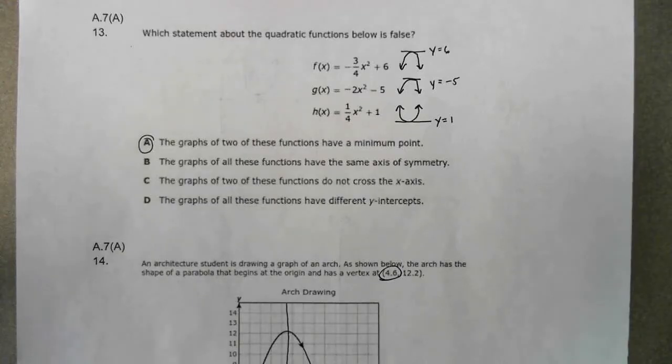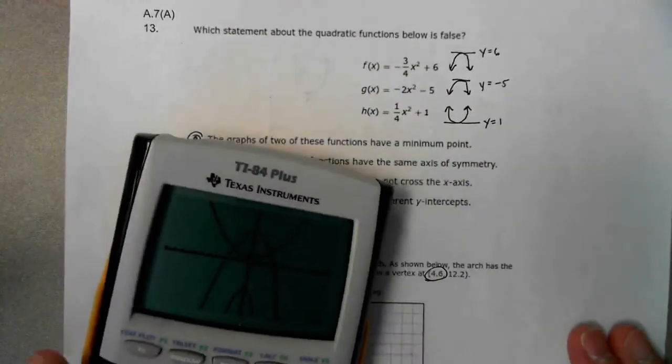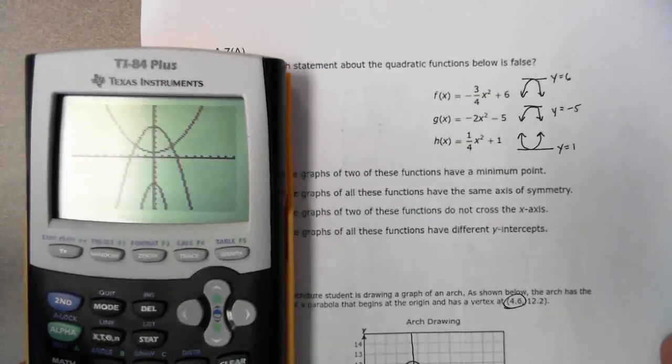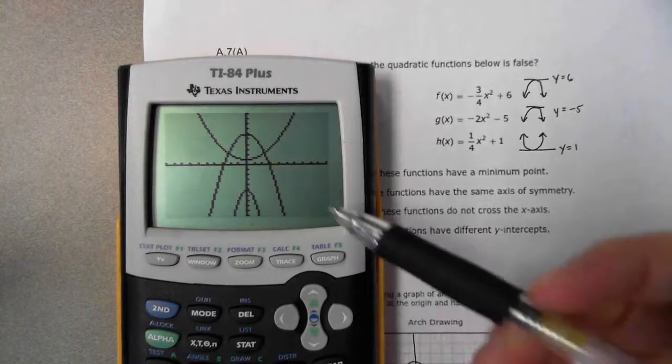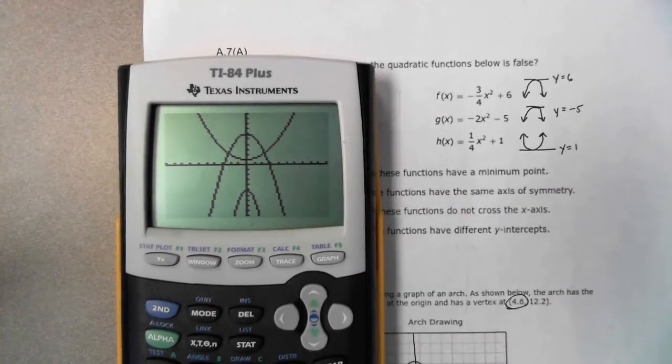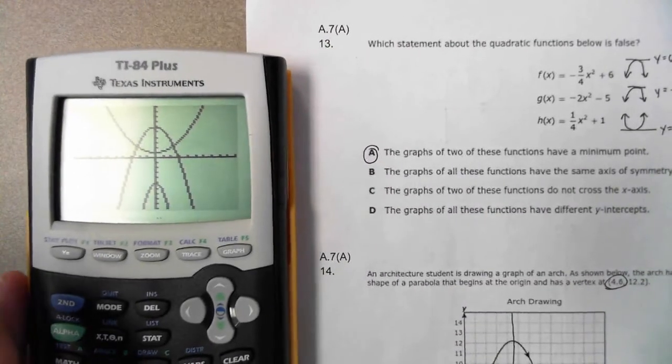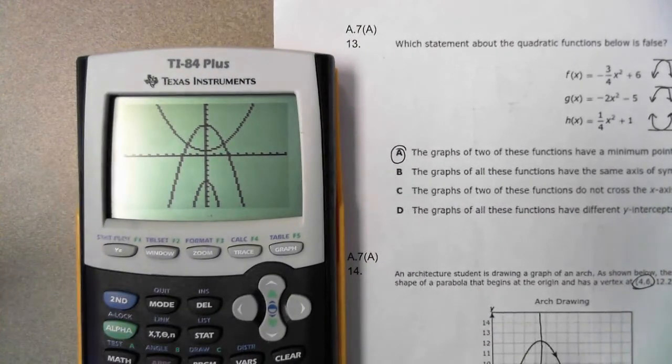So number 13, what it's asking you is we have these three quadratics. What I would do first is graph all three of these. When I graph all three, you can see all the lines, or the quadratics. Then what you need to do is figure out which one of these is false. You would look at this and try to answer the questions. The only one that would be false would be A.